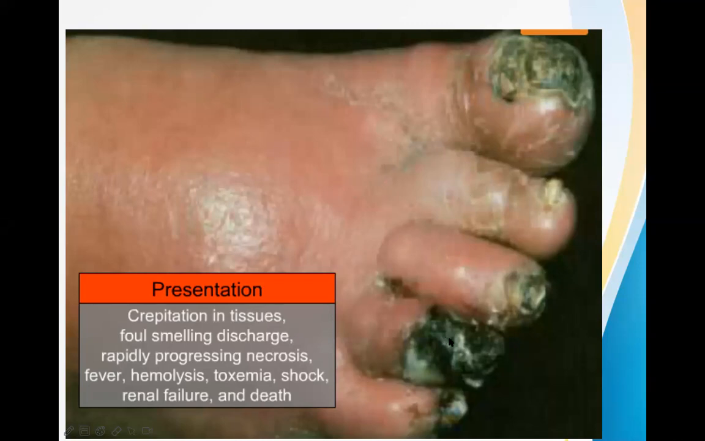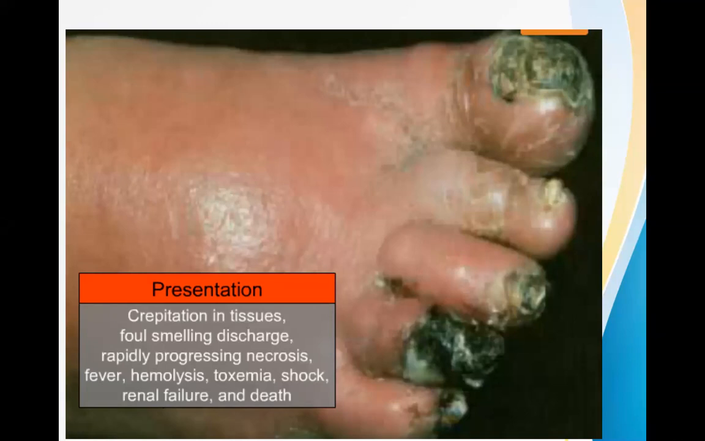Foul smelling discharge is very common because this is a wet type of gangrene. There's a rapidly progressing necrosis, which is progressing to the proximal part. Hemolysis, fever, sepsis. If that sepsis is very advanced, it can result in septic shock also. The shock which is developed in these conditions is always septic shock, and septic shock is a type of distributive shock. The blood pressure is quite low. At the same time, renal failure can occur, and all these combined together can lead to death of the patient.